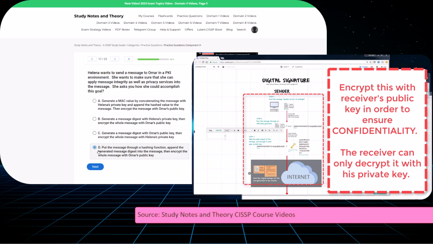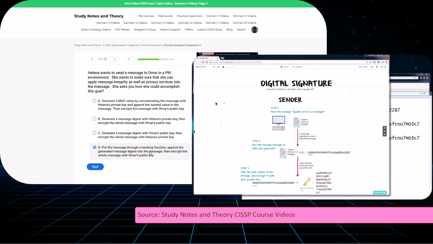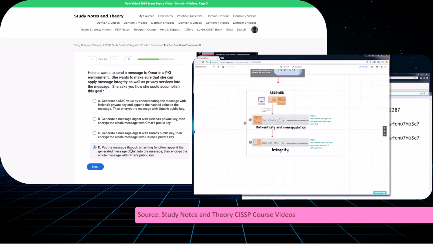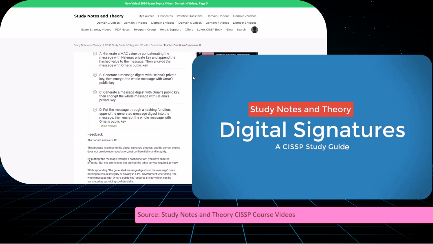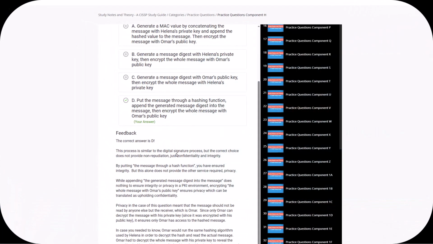Choice D, put the message through a hashing function. Okay, that sounds right already, if you ask me. Append the generated message digest into the message. Yep, that's the digital signature process. Then encrypt the whole message, I hope, with Omar's public key. Encrypt the whole message with Omar's public key. It's choice D. It has to be. Yeah, correct. The process is similar to the digital signature process.